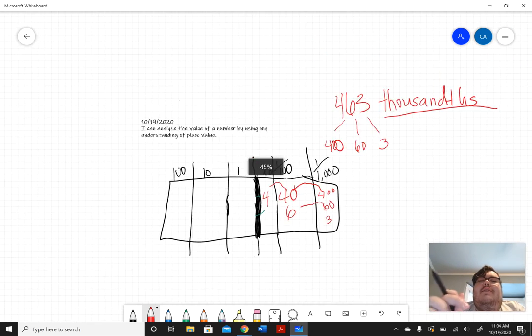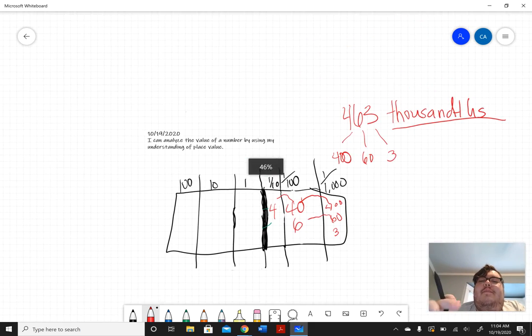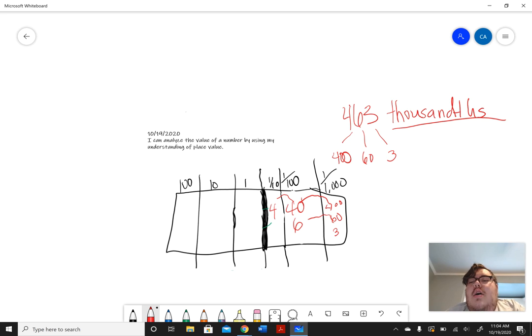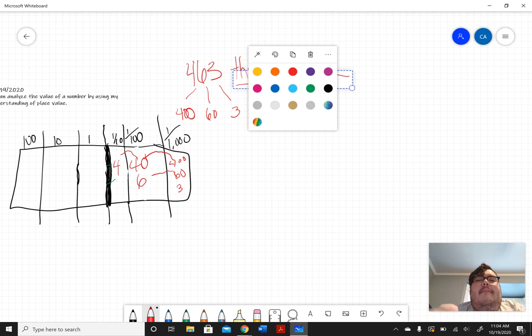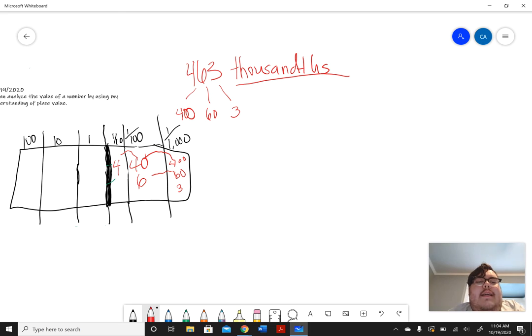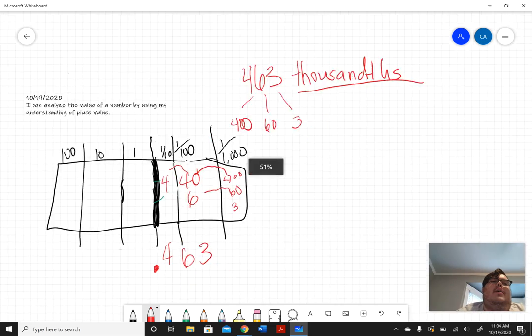So now, if I wanted to write this in standard form, we've got our decimal point, then we got our tenths place, our hundredths place, and our thousandths place. Our thousandths place has a 3 in it. Okay. So 463 thousandths is the same thing as saying I have 4 tenths, 6 hundredths, and 3 thousandths, or 463 thousandths. Okay, let's check our learning objective.